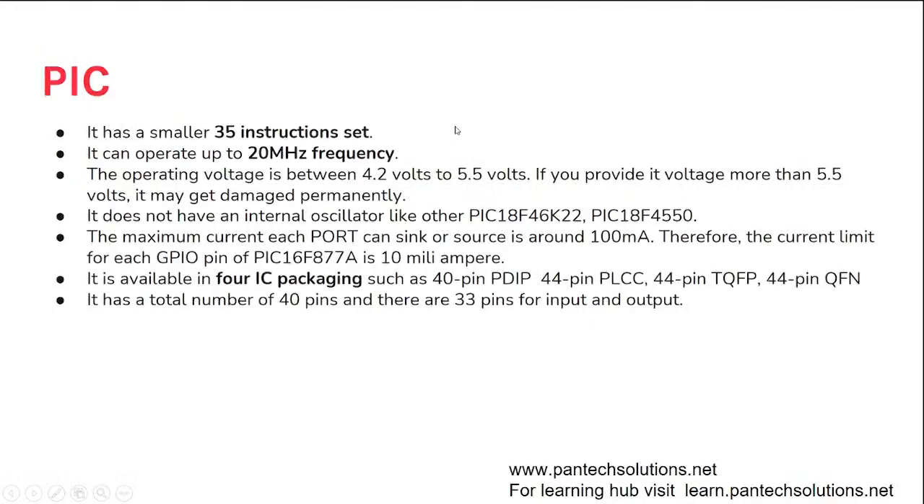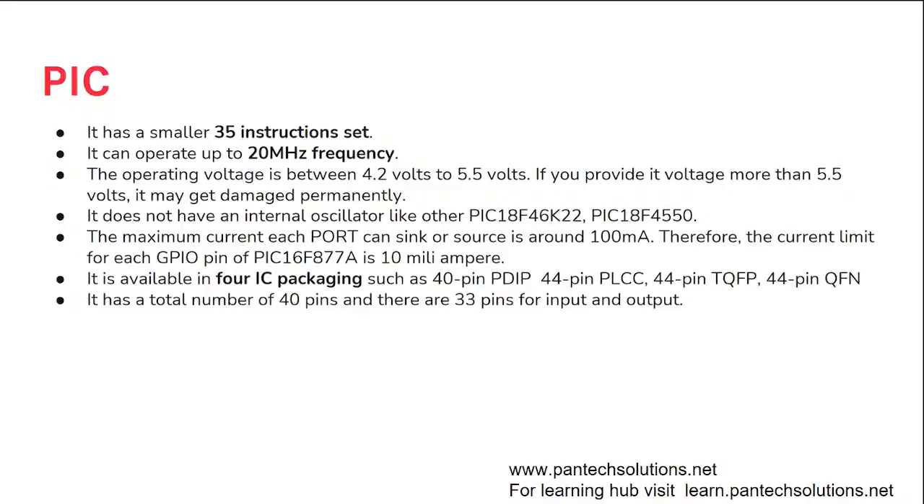So PIC has only 35 instructions. The assembly instruction set is only 35 instructions, a very small number. In the olden days, in the 1990s and 2000s, they used to write programs only in assembly language. Still, a lot of companies practice assembly language for optimization. So PIC has a very small instruction set, only 35 instructions, which you could learn very easily and write the code.